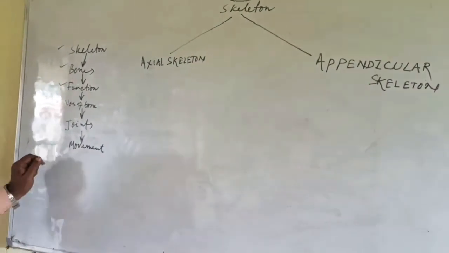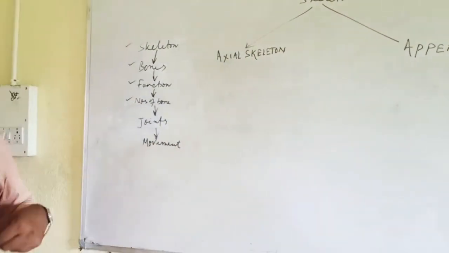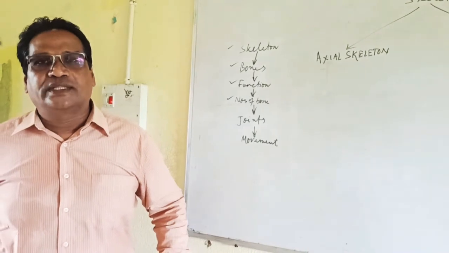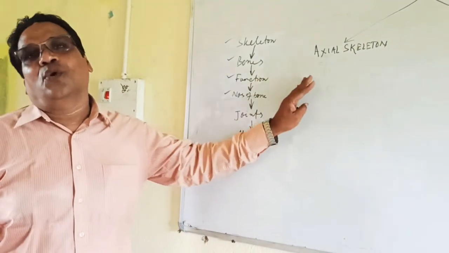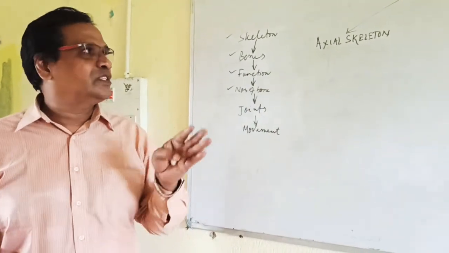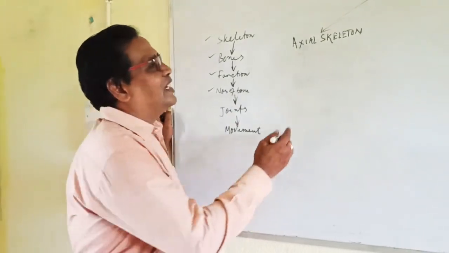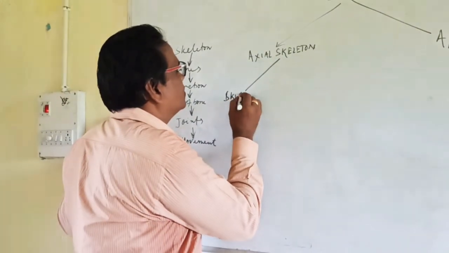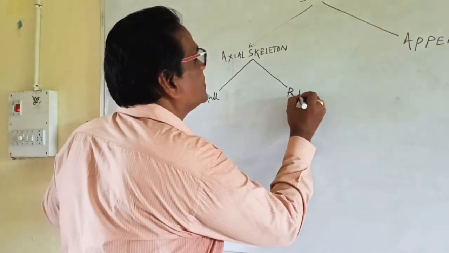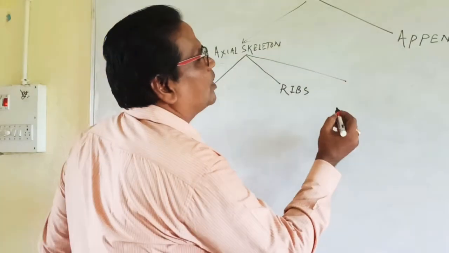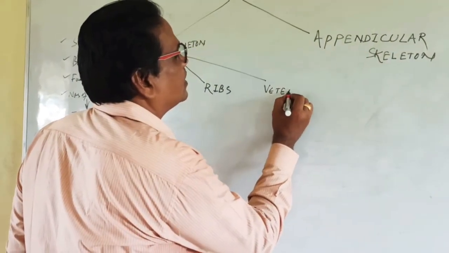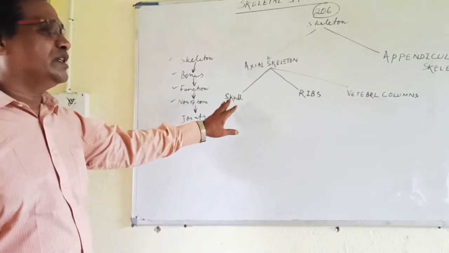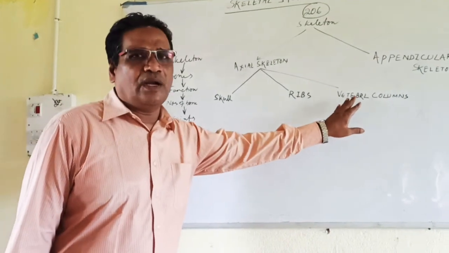Among these two branches, the first is the axis. If you cut your arms, the remaining part of the body, from head to waist, is the axis. Which bones come under this axis? Those are the axial skeletal bones. First is your skull. The axis is divided into three parts: bones of the skull, bones of the ribs, and bones of the vertebral column. So the axial skeleton has three divisions: skull, ribs, and vertebral column.